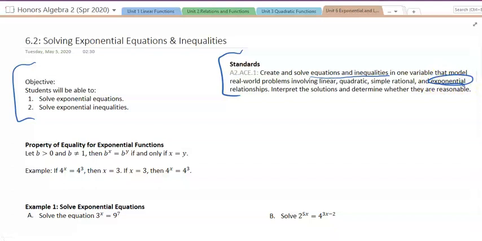And mainly that is more with a couple of our other types like simple rational functions, which unfortunately we will not get to this year. But let's go ahead and look at a couple of properties here and get into some examples.